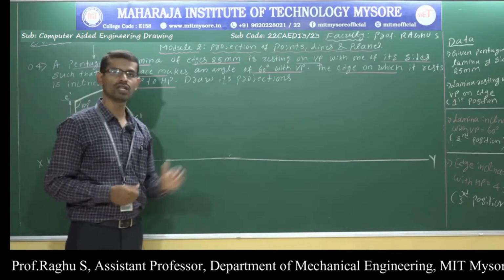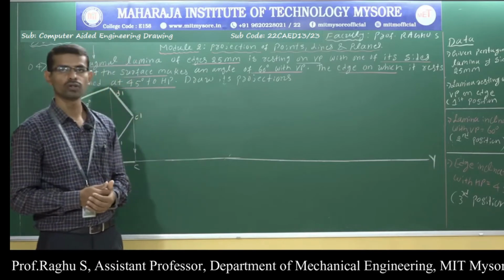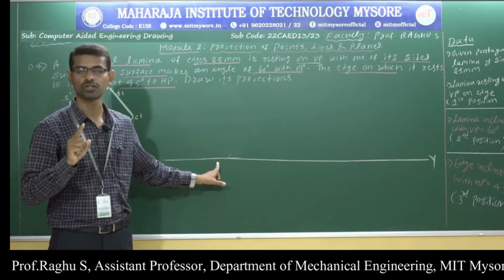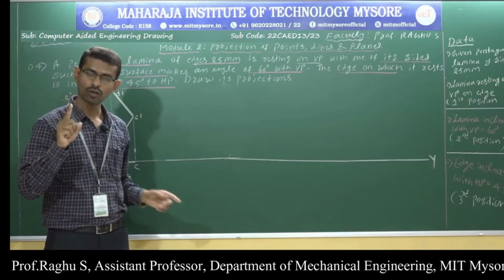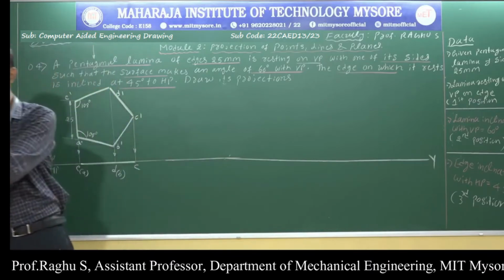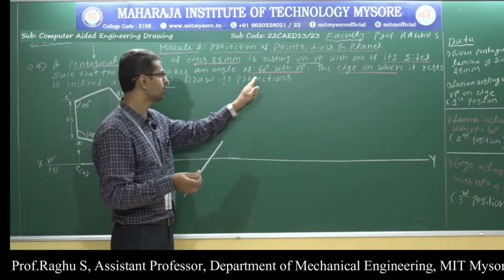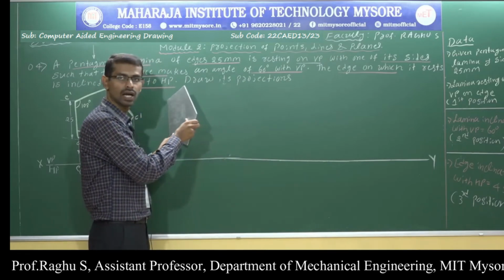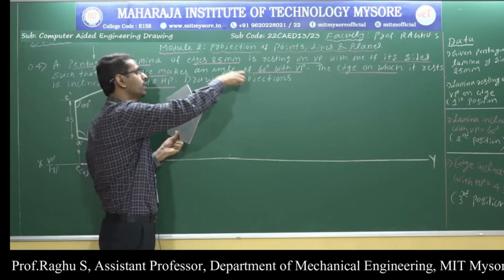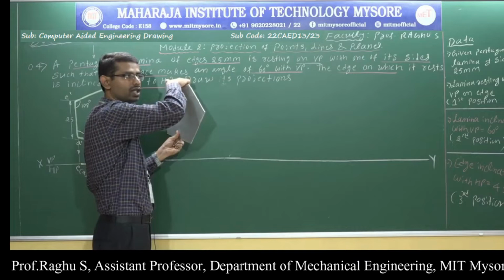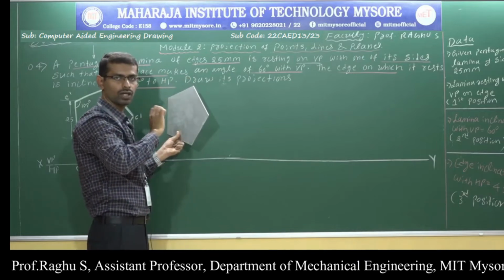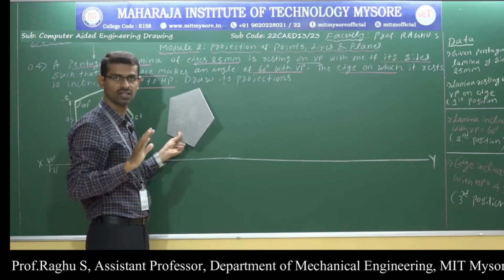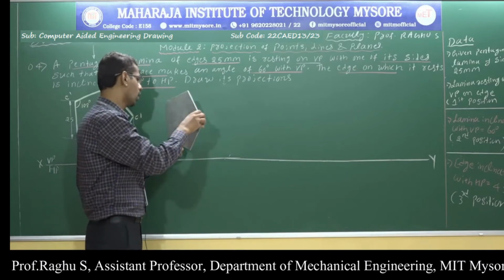Next, move on to the second position. I already told you in the previous class, when the lamina is resting on VP, to draw the second position I need VP inclination. When the lamina is resting on HP, to draw the second position I need HP inclination. Now, in the problem he has mentioned that this is the initial resting position. Now I am going to tilt the lamina such that the surface makes an angle of 60 degrees with respect to VP. Just consider only VP inclination. Do not consider any other inclination. Consider only VP inclination.